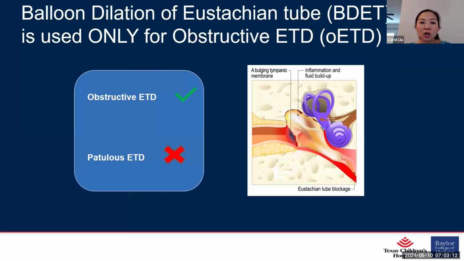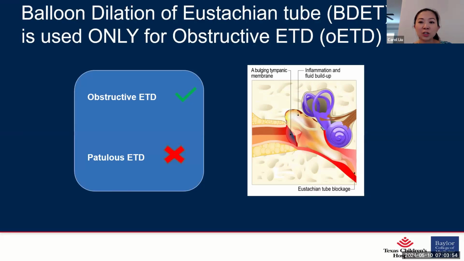When we talk about balloon dilation of the Eustachian tube, frequently we ask whether it is all-encompassing for all Eustachian tube dysfunction, which it is not. Balloon dilation for Eustachian tube is used only for obstructive Eustachian tube dysfunction and not for patulous Eustachian tube dysfunction. Patulous Eustachian tube dysfunction has its own separate pathology and management, which unfortunately I will not be covering here. I will briefly go over a little bit of it later in the presentation.